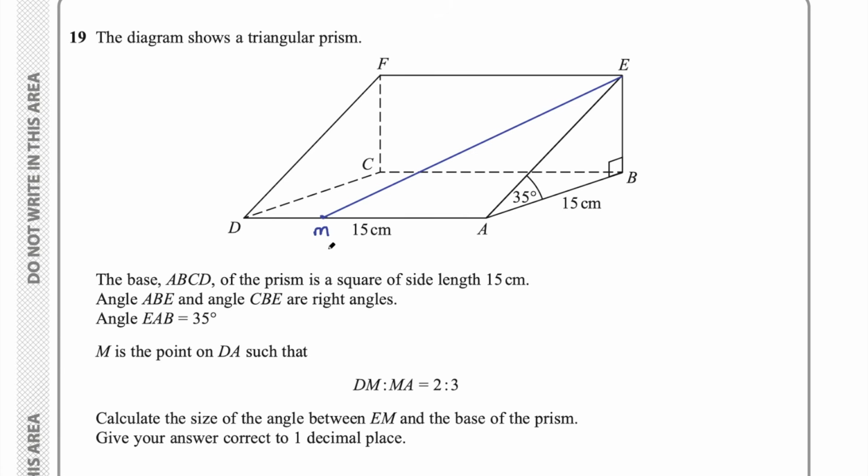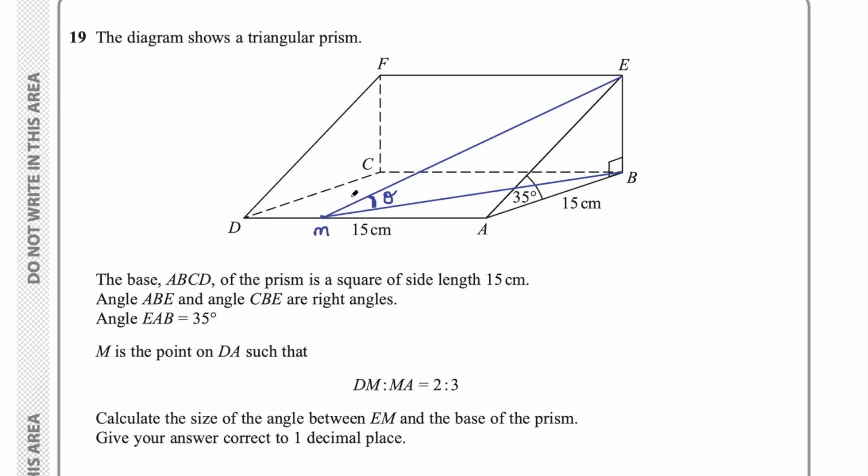So we also need to draw in a line from M to B, so that we create a right angled triangle in there with an angle between EM and the base. So this is the angle we're looking for. So what this is going to involve is finding the length of MB and then using our trig ratios to find this angle in here.